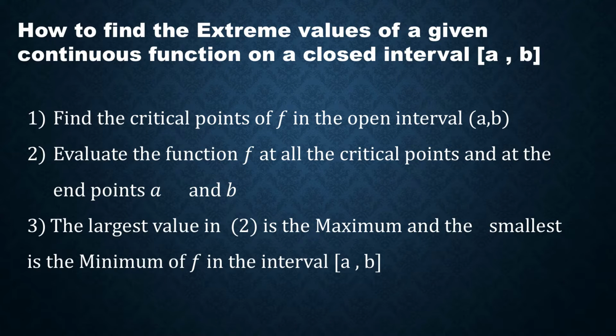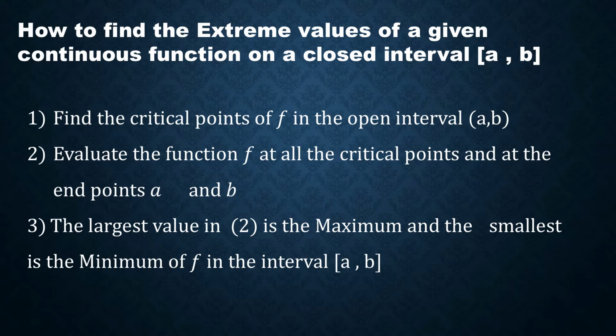How to find the extreme values of a given continuous function on a closed interval [a, b]. Step 1: Find the critical points of the function f in the open interval (a, b). Step 2: Evaluate the function f at all critical points and at endpoints a and b.